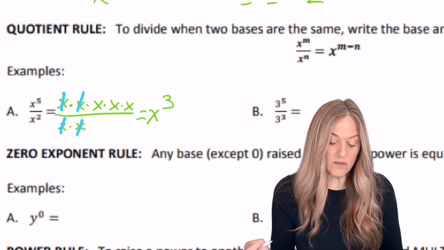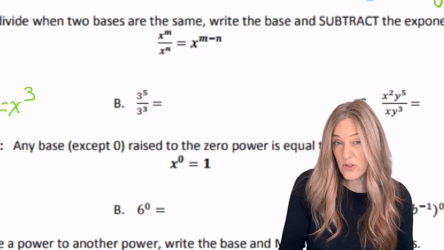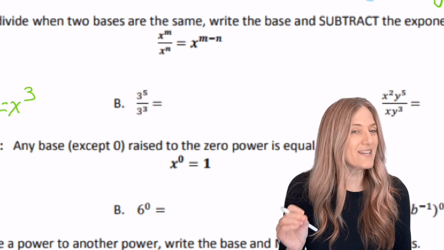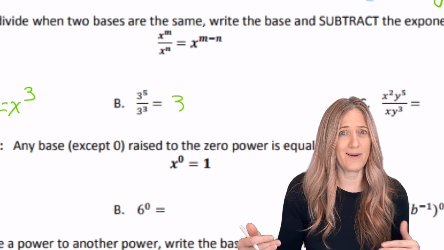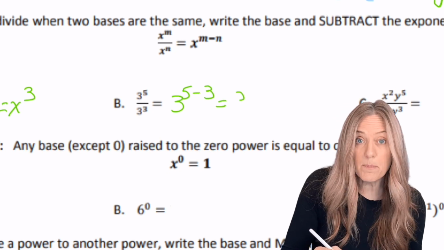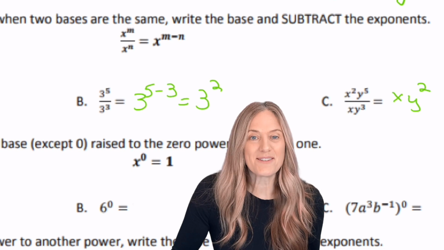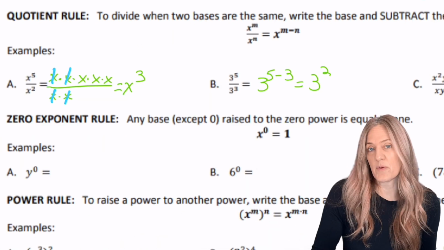Next, look at B. 3 to the 5th divided by 3 to the 3rd. What's our answer? Yep, 3 squared. Were you tempted to say like 1 squared or 9 squared? Remember, just keep the base. You try example C. xy squared.